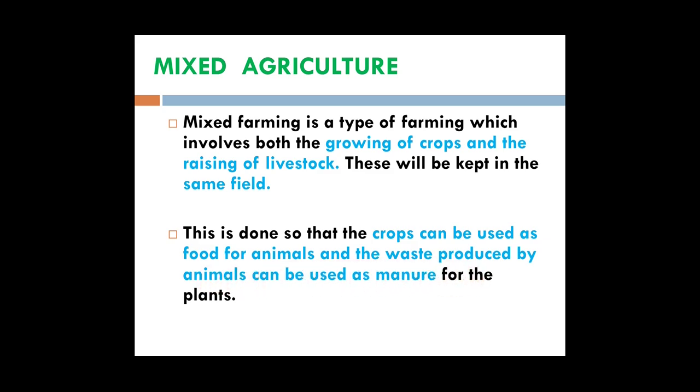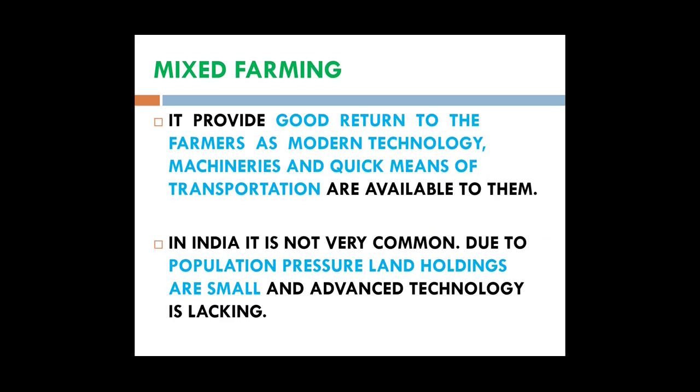Now it's a mutual thing, like the animal waste can be used as manure for the crops, and whatever is extra left from the crops can be consumed by the animals. So like this, it is for sustenance and mutual development, mutual benefit. It provides good return to the farmer as modern technology, machineries and quick means of transportation are available to them. If the farmers have these facilities, then they can earn a lot of profit by mixed farming.